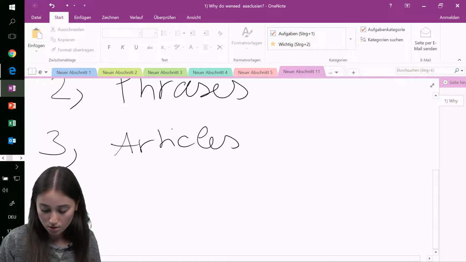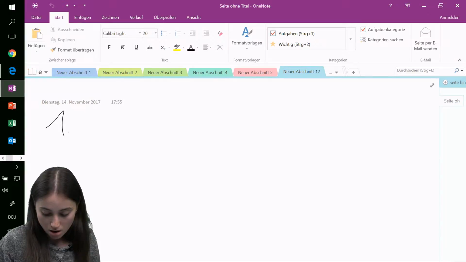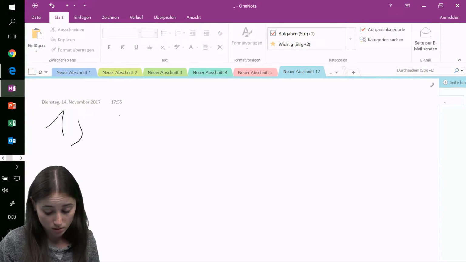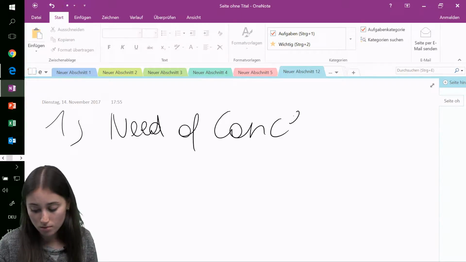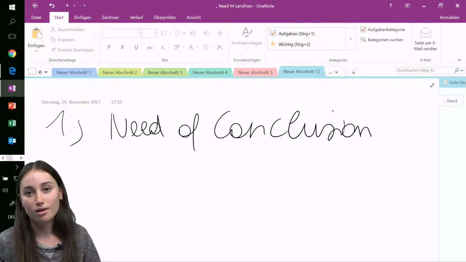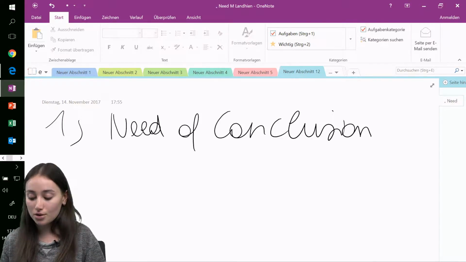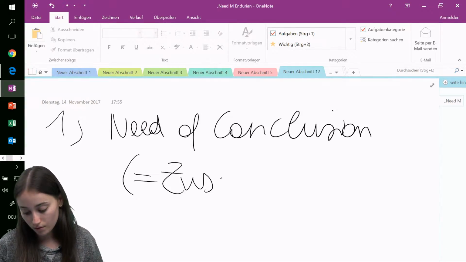Now first I would like to start. I'm just going to switch to a new tab. First, why do we need a conclusion? So in general, if you don't know, conclusion is Zusammenfassung in German. So I'm just going to write that down in case you know.